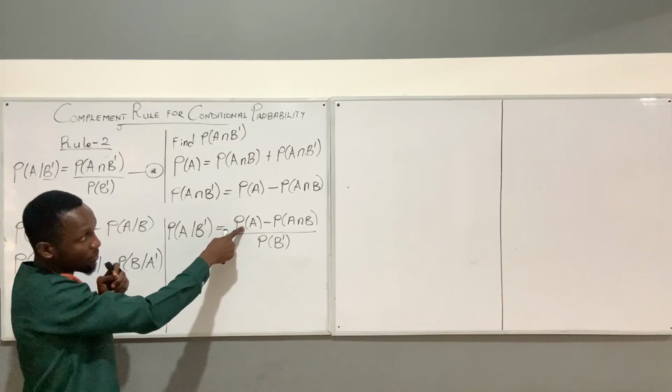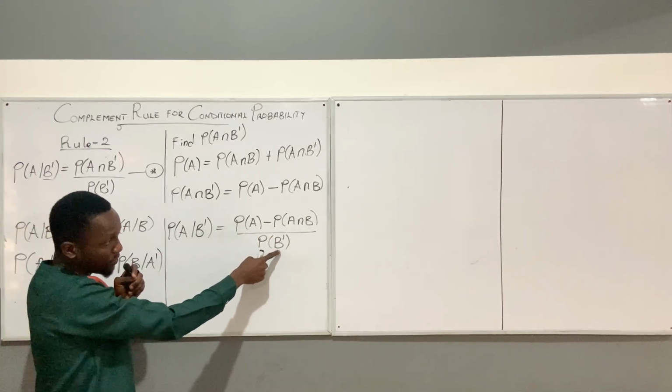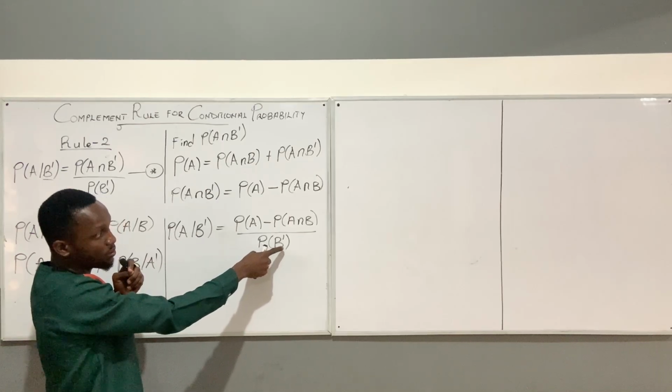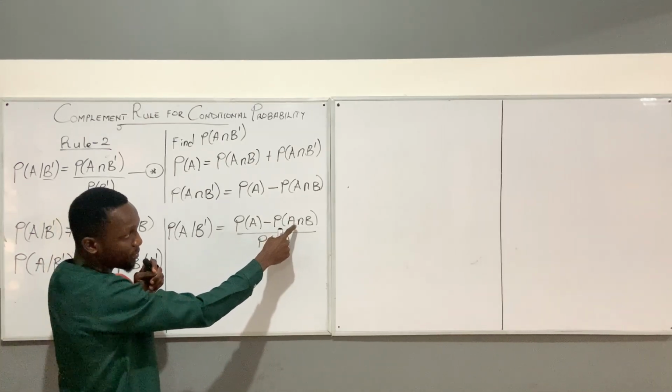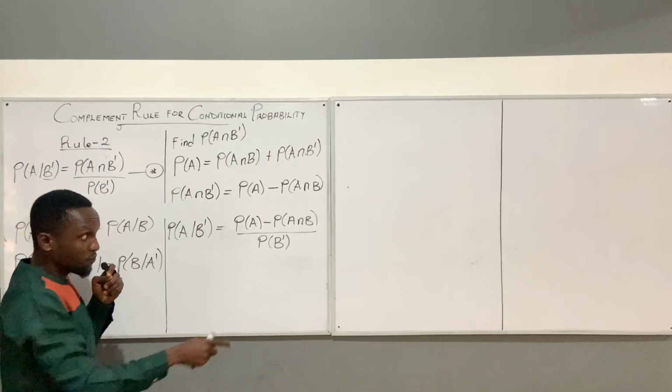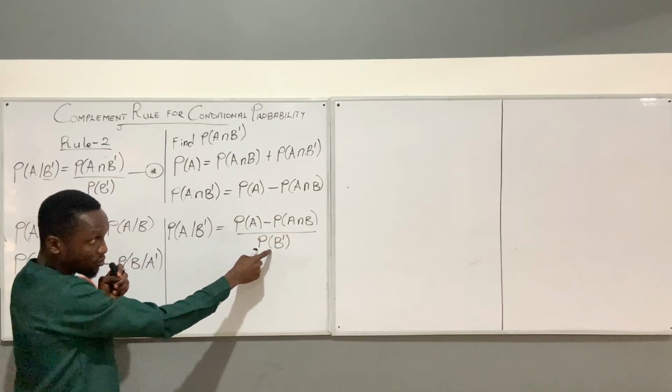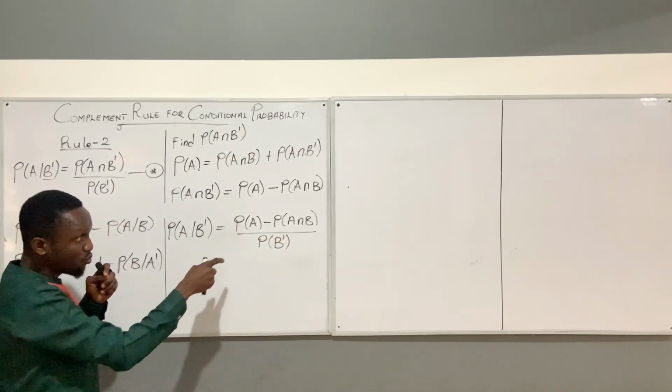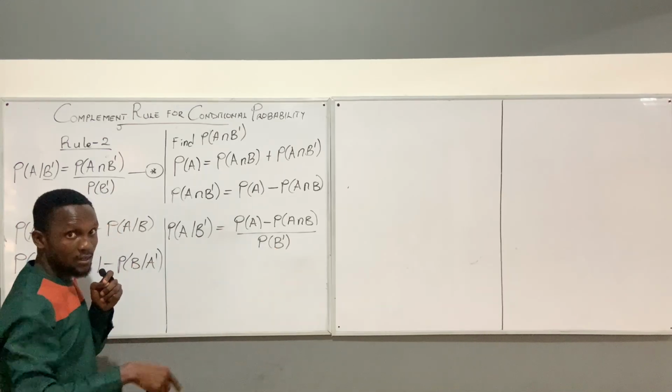So if you are given the probability of A, if you know the probability of B complement and you know the probability of A and B occurring, you can solve it. What if you don't know this? And what if you don't know this? Then they will give you the probability of B in the question.